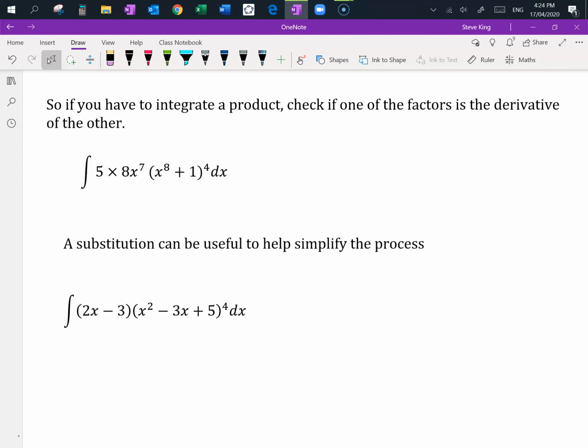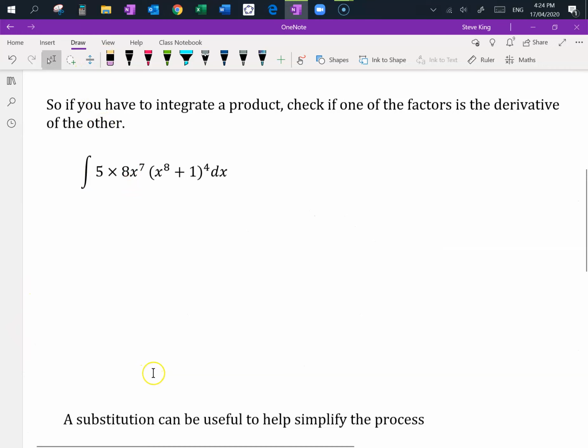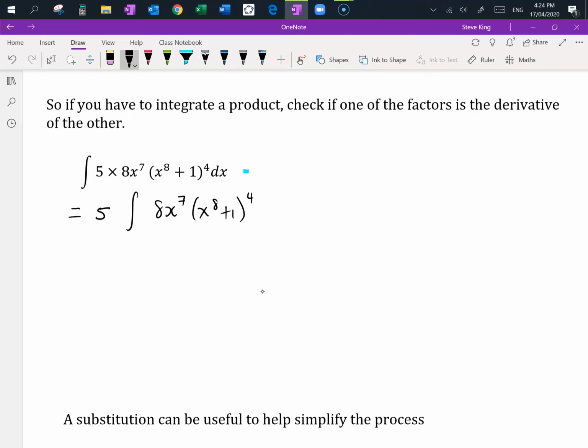So let's take this example here to begin with. Give a bit more space so we can work that through. Well, we can see straight away that we've got a 5 out the front. I've got a 5 out the front, so I'm going to drop that in front of the integral sign. And then I've got 8x to the power 7, and then the bracket x to the power 8 plus 1 raised to the power 4. It is a product, and this thing here is the derivative of what I've got inside the bracket.